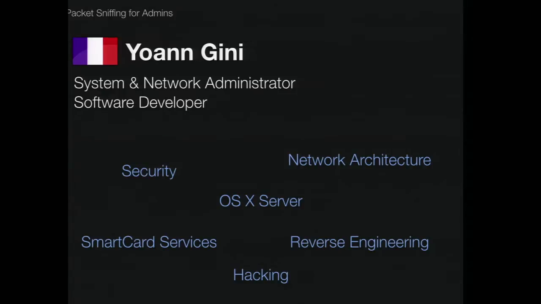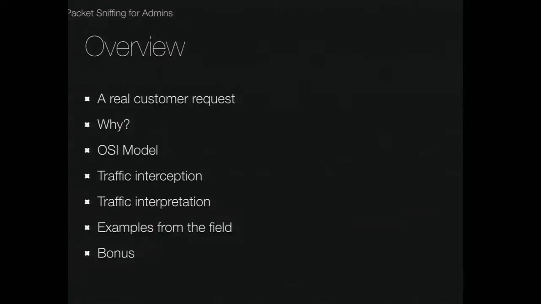And for this session today, we will go from the basics. We will remember the OSI model to understand what's going on the network, how does it work, and with these basics, be able to understand how we can do a traffic interception, how we can interpret it, and in which case it's really useful to use that as a system administrator. And at the end, I've got some example from a real situation I've encountered and a situation from other friends, and some bonus at the end.